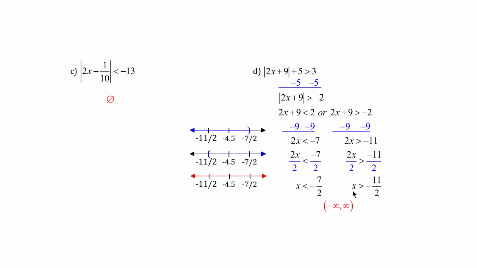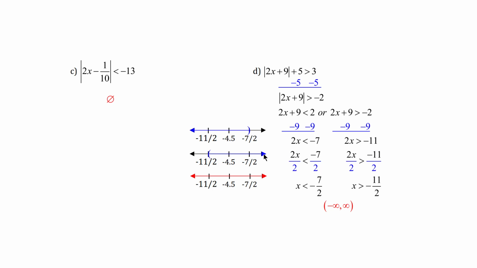Next, I'm going to graph x greater than negative 11 over 2 on a number line. So on my second number line, I marked off the same numbers, negative 11 over 2, negative 4.5, and negative 7 over 2. At negative 11 over 2, I have a parenthesis which faces the right, and I marked off everything to the right of negative 11 over 2.